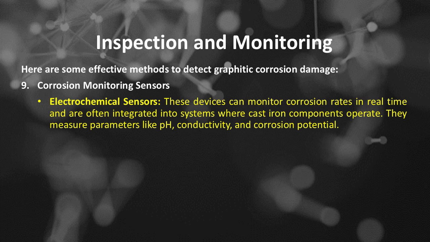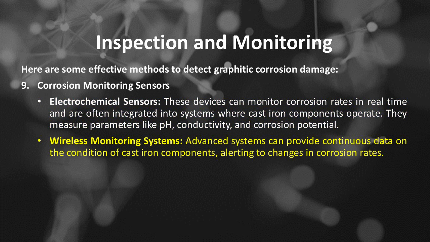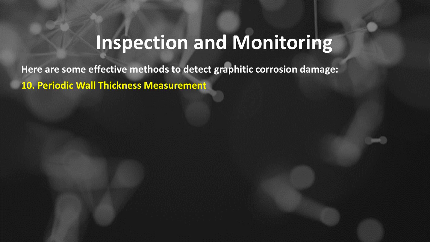Electrochemical sensors. These devices can monitor corrosion rates in real time and are often integrated into systems where cast iron components operate. They measure parameters like pH, conductivity, and corrosion potential. Wireless monitoring systems. Advanced systems can provide continuous data on the condition of cast iron components, alerting to changes in corrosion rates. Number 10 is periodic wall thickness measurement.